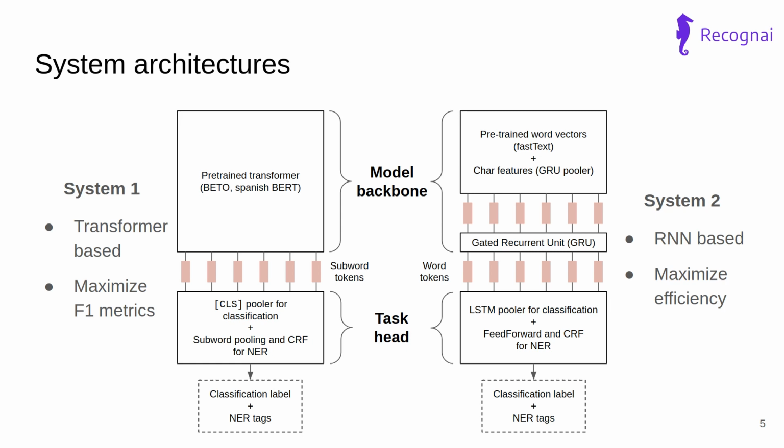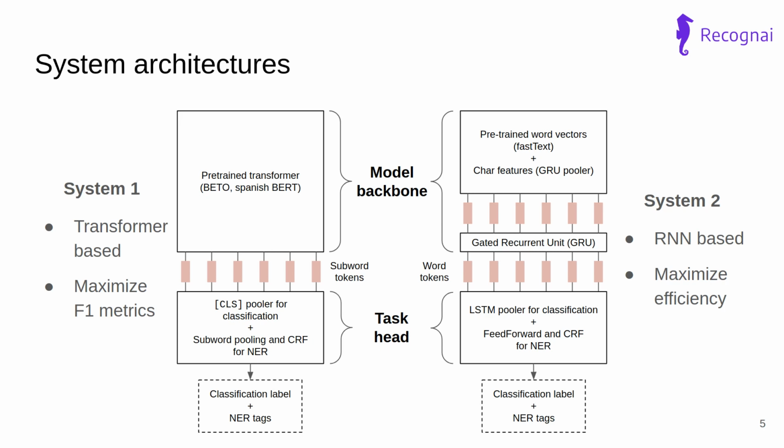Now we will have a close look at both system architectures. Both systems share the same basic structure, that is, both have a model backbone and a task head. The decisive difference between the two systems is the corresponding model backbone. In System 1, we used a pre-trained language model based on the transformer architecture. For this backbone, we need to further tokenize our words into subword tokens. In System 2, we concatenate two feature vectors, that is, pre-trained word vectors and pooled character features. These feature vectors are then fed into a GRU that contextualizes the input.